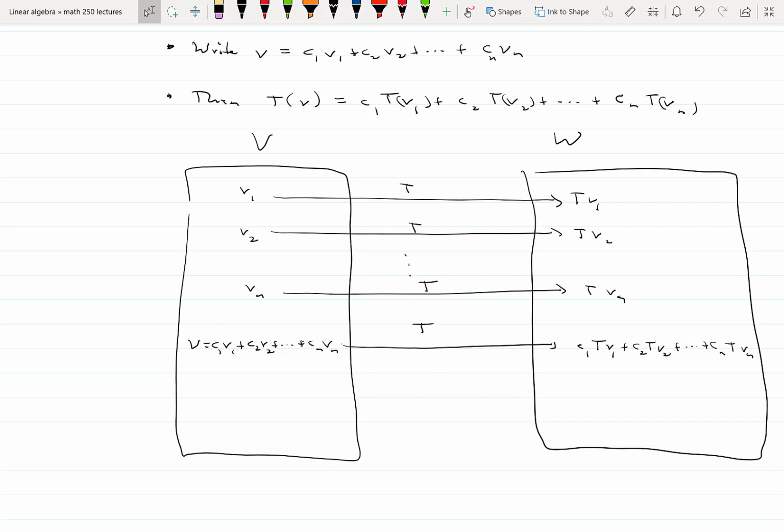I'm just kidding. A picture of what's going on is here: you have the basis vectors v1 to vn. Take the linear transformation of them. They get transformed into T of v1 through T of vn. Then take an arbitrary vector v and write it as a linear combination and take T of that. The properties of the linear transformation allow me to write the result as c1 times T of v1 plus etc. up to cn T of vn, because linear transformations preserve linear combinations.